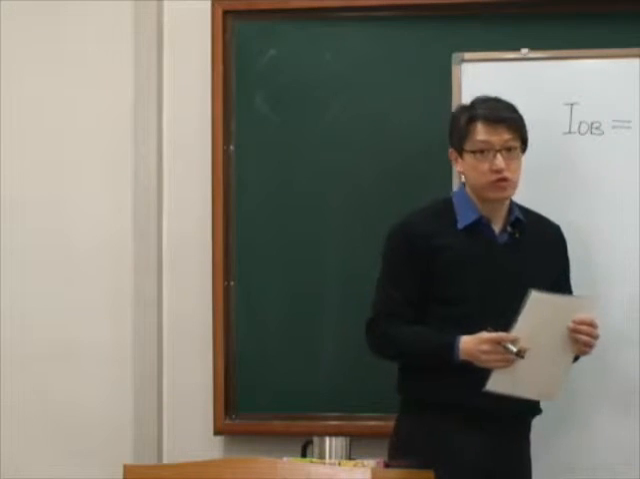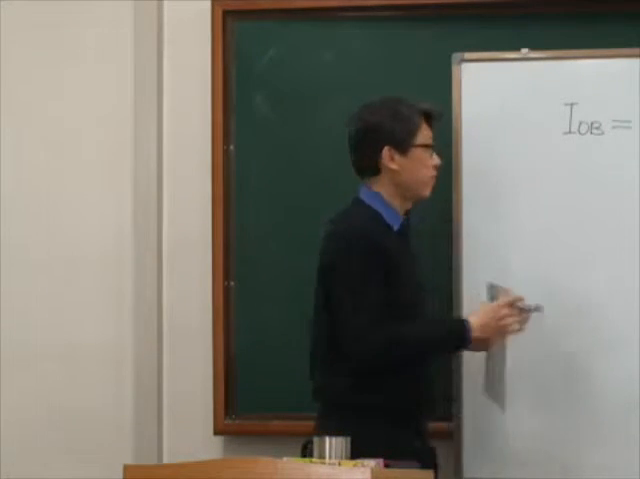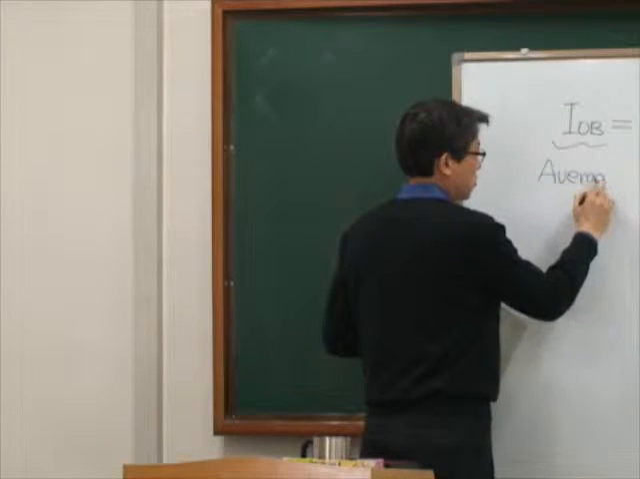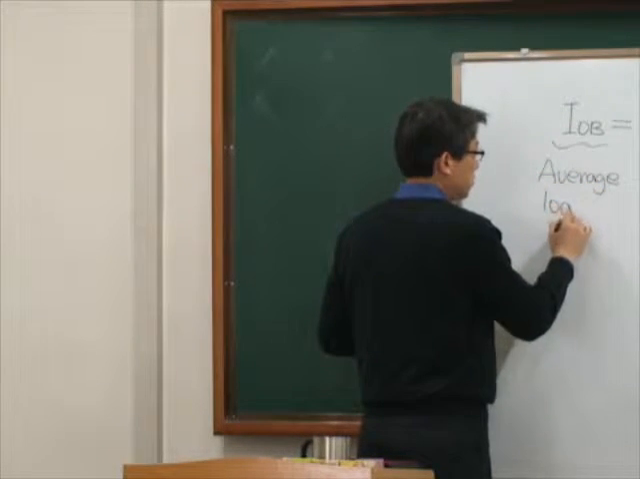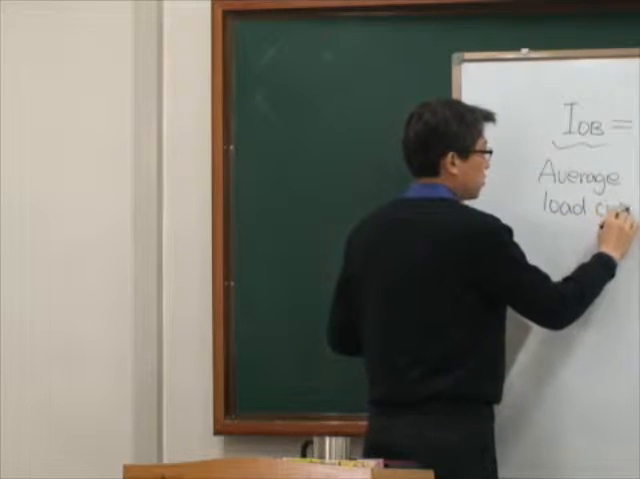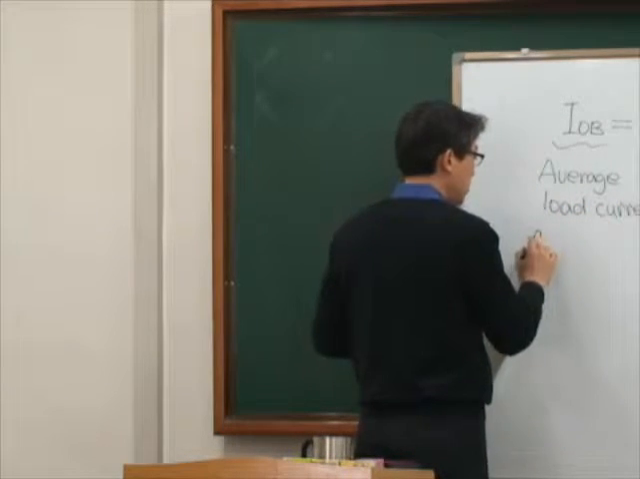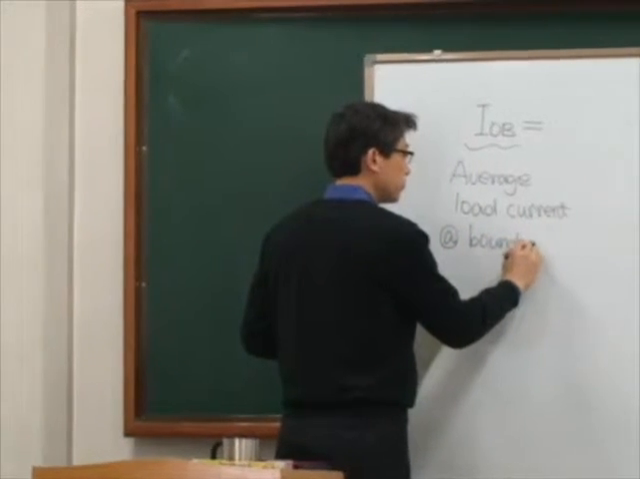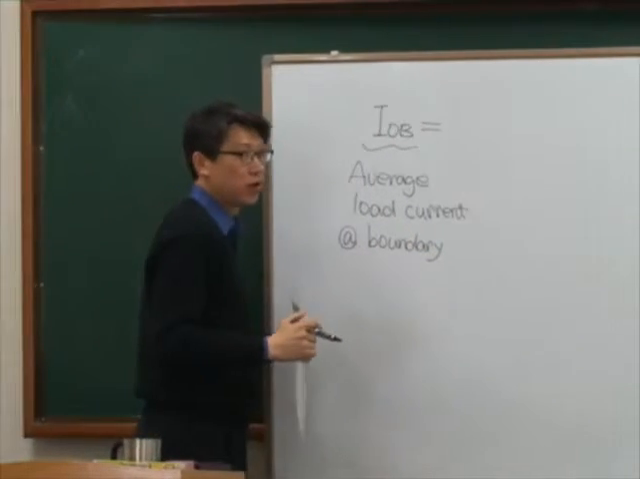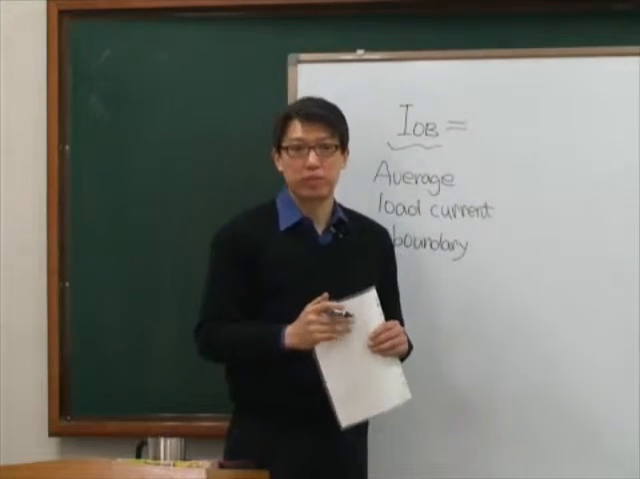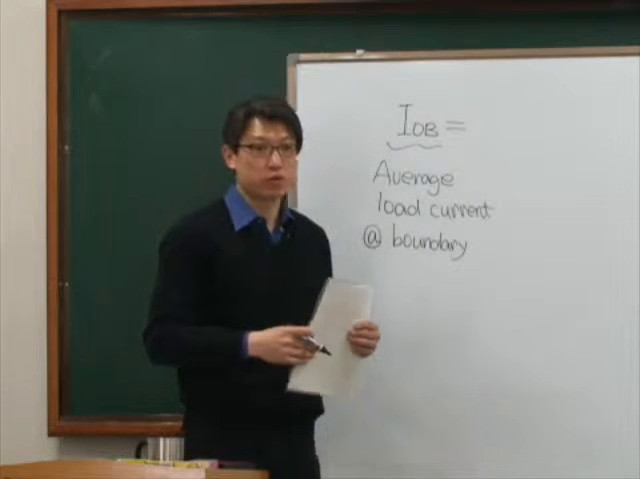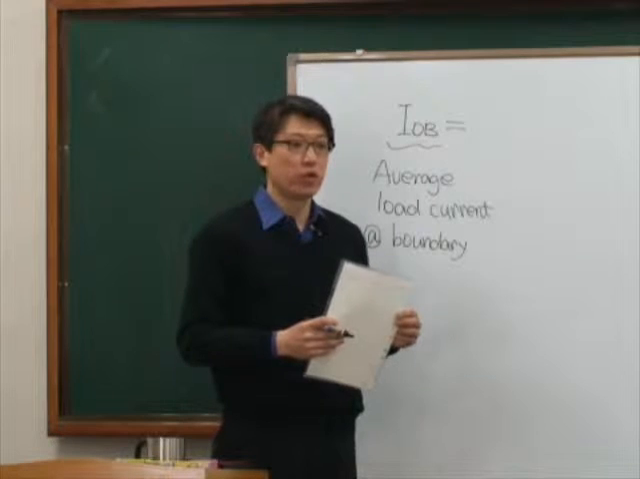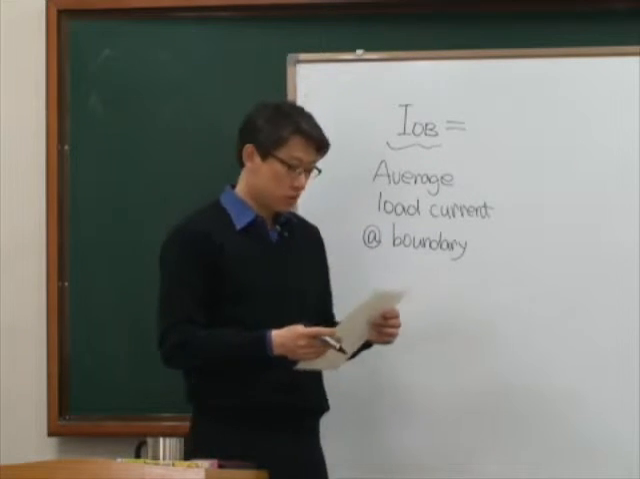Okay, this was average load current at boundary mode, right? At the boundary, 경계. Boundary means what? Between continuous and discontinuous mode. Why are we talking about boundary mode? Because then we know in which mode we are operating, okay?